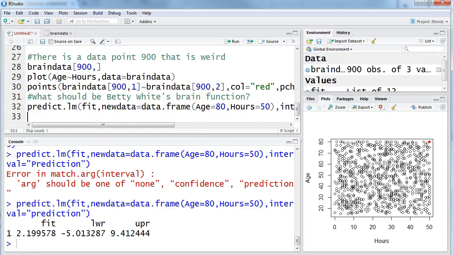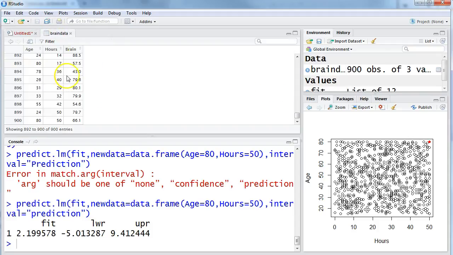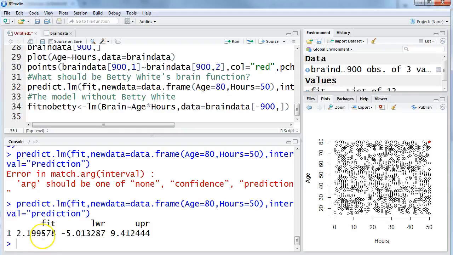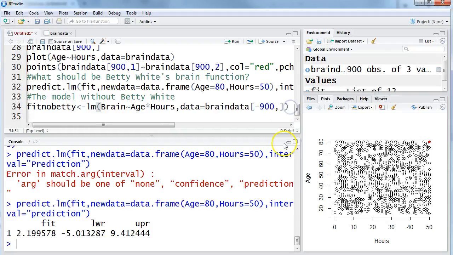She really is an outlier, but her brain function is not outside of what's normal for humans. It's just outside of what's normal for people this old working this hard. So I'm having a hard time deciding, should I delete this one or not? Well, I can actually try it both ways, and that's actually how they calculate the leverage. Let's run a fit with no Betty White in it. It's the same model, but in our brain data, I want row 900 to be cut out of the data set when I run it.